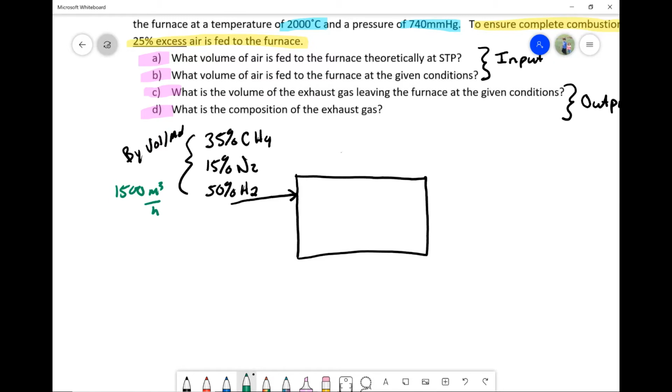So it's 1,500 cubic meters per hour, 800 millimeters of mercury, and 100 degrees C. And I'm going to go ahead and convert to Kelvin now: 373 Kelvin. The conversion between Celsius and Kelvin is 273 plus whatever degrees Celsius you have. So these are the conditions of our gas.